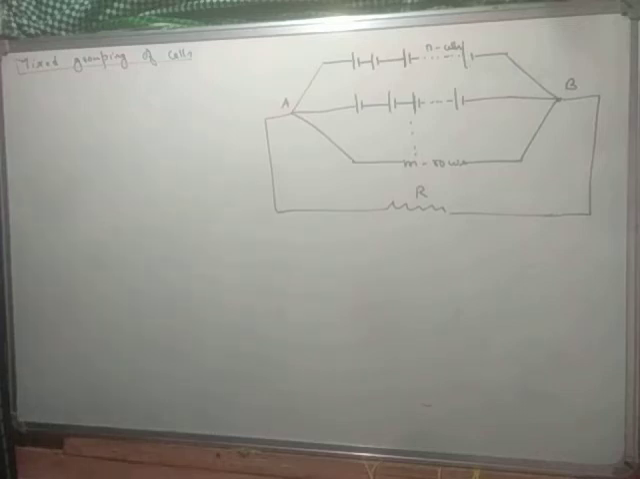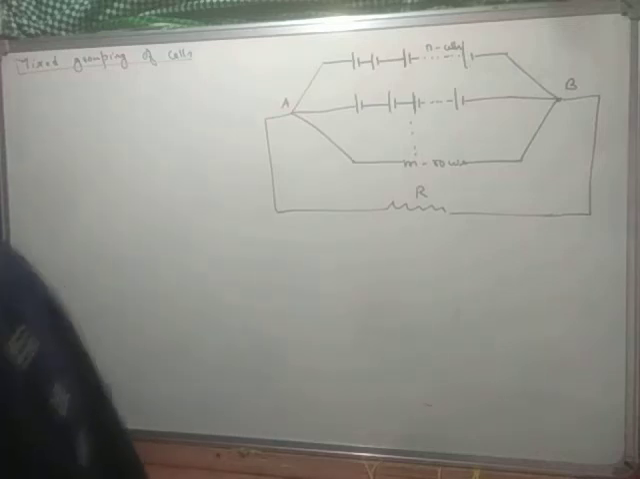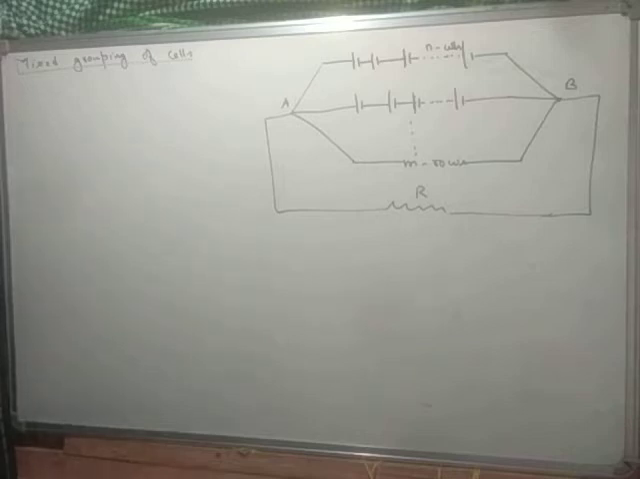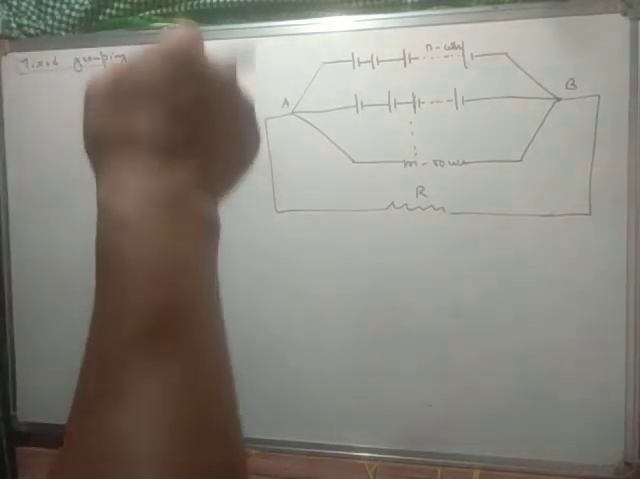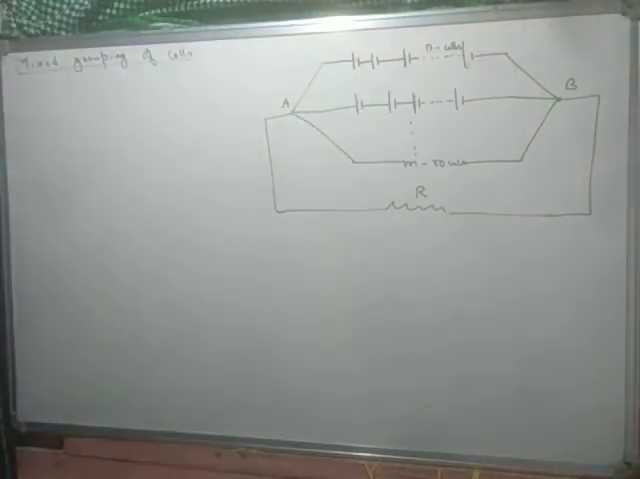The third type of combination of cells is known as mixed grouping of cells. In mixed grouping of cells, we have both a series and a parallel combination.